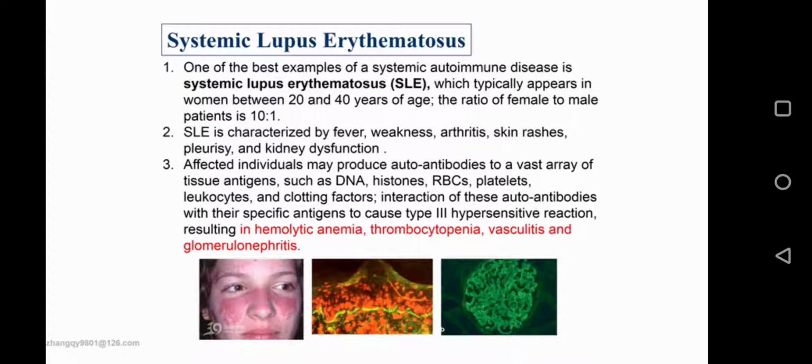Just like this is the skin reaction, and we can detect the autoantibody. The green one is autoantibody, and in the skin we also can detect the autoantibody in the kidney. So the patient with SLE has many clinical manifestations.